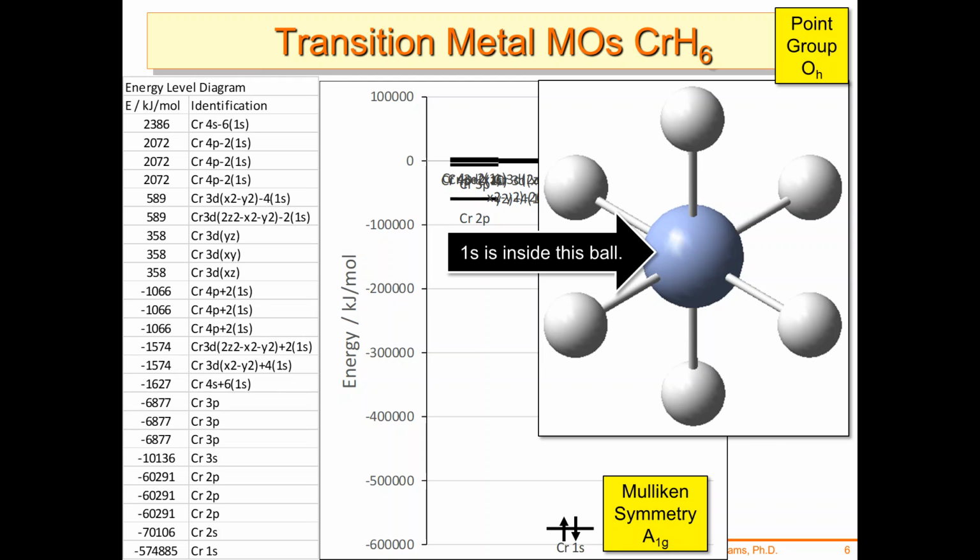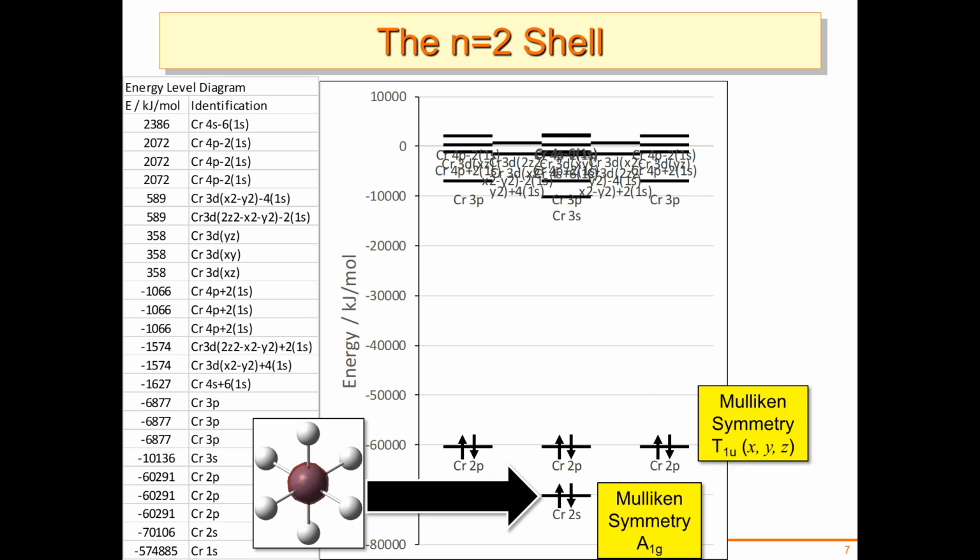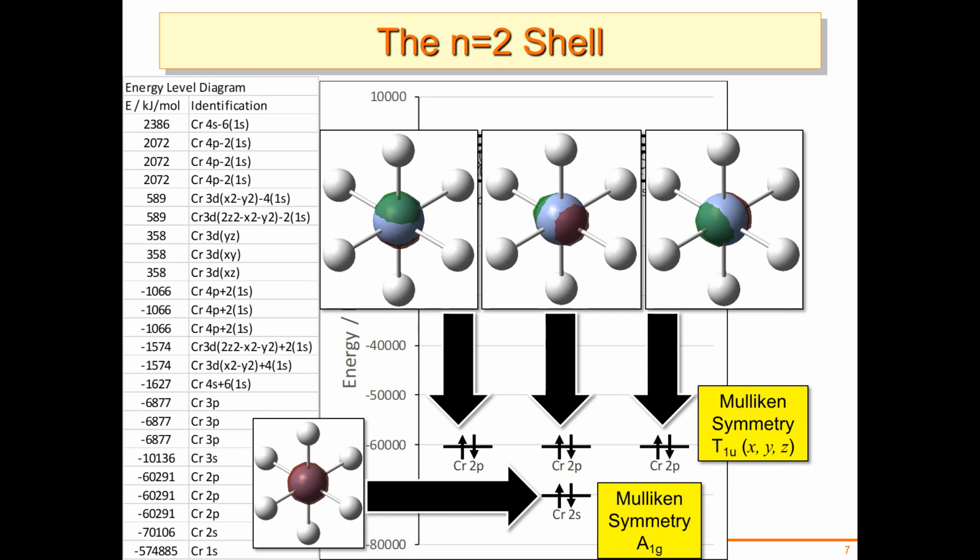The 1s, I went ahead and showed that molecular orbital, and it's so tiny, it's inside the ball. So you can't see it. In the drawing of the molecule, the ball is bigger than the 1s orbital. Then we have the 2s, so we've zoomed in, and here's the 2s orbital. Now that 2s orbital is bigger than the little blue ball that was representing the chromium. And then we have the p orbitals. Look how tiny the p orbitals are. They barely escape that blue ball that's the chromium in the middle.